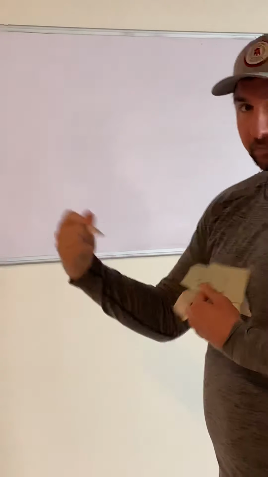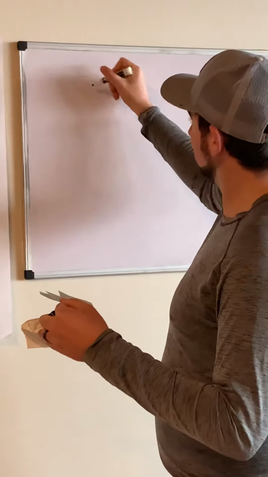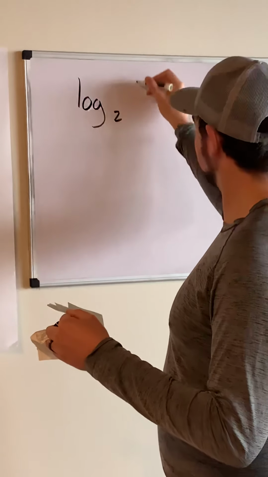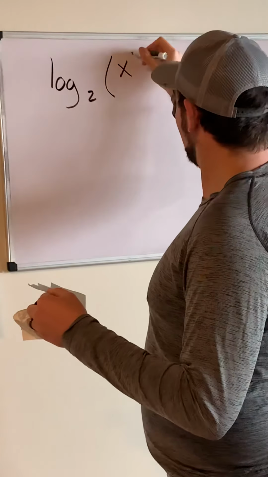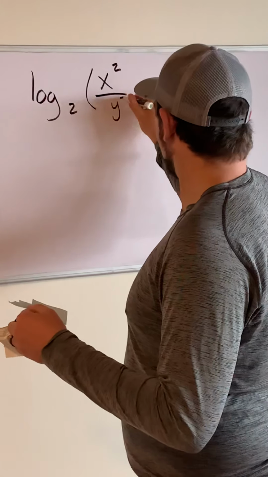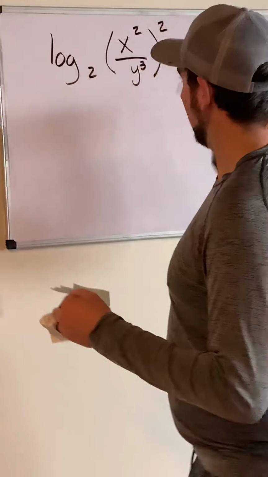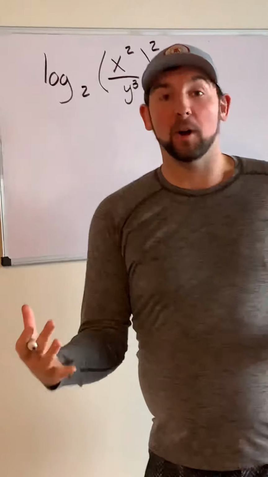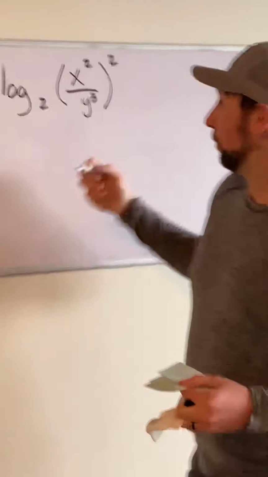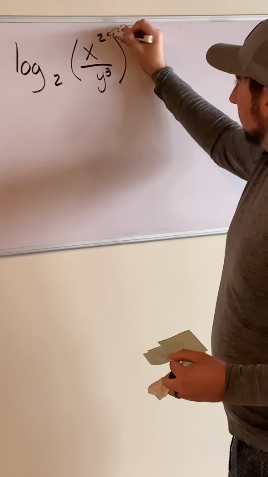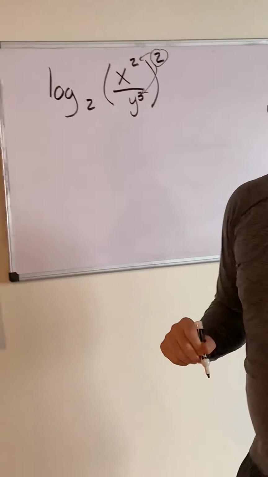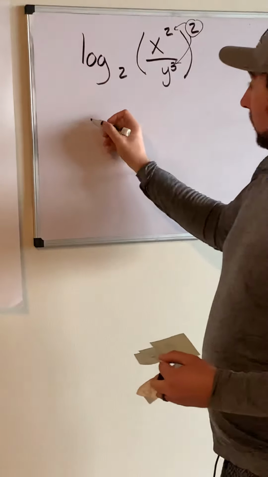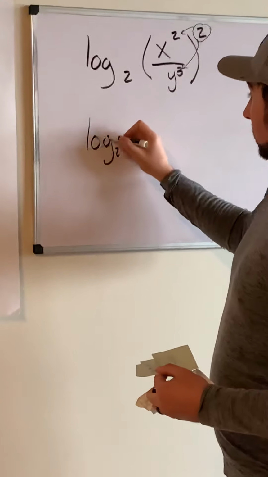Here's another one. I have log base 2 of x squared y cubed, squared. Kind of a lot going on here. Well, first, if you remember from our exponent video, we can distribute this in to our powers and multiply. So I'm going to do that first. So this becomes log base 2.